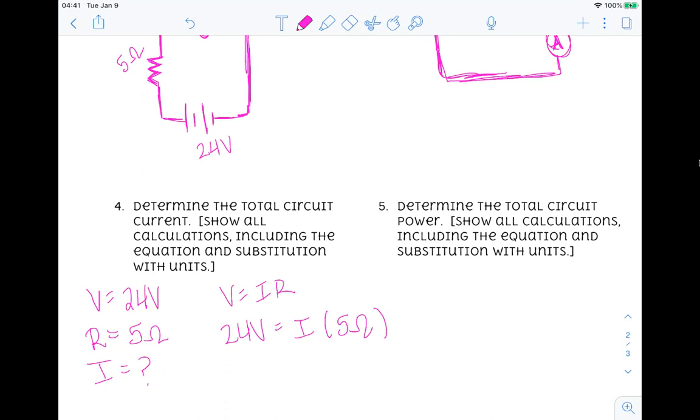I chose to put in your units here. Some of you like to do that, some of you don't. As long as they're on the side, that's all that matters. They do ask you for units, substitution with units, your equation, so make sure you have everything listed. I, if solved for correctly, should be 4.8 amperes.